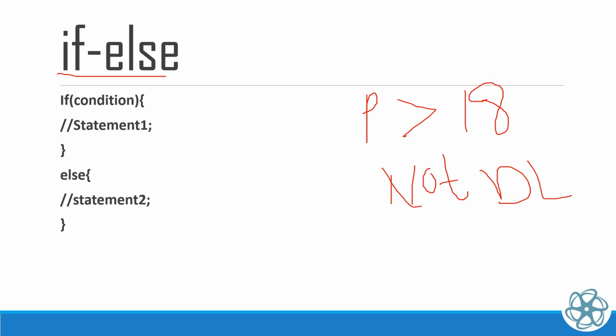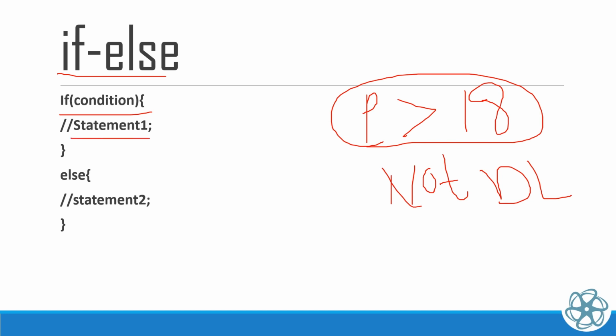There is no requirement of a condition for the else statement. Why? Because if there are clouds, only then there will be rain. If there are no clouds, there will be no rain. So there is no need to specify a condition over here.